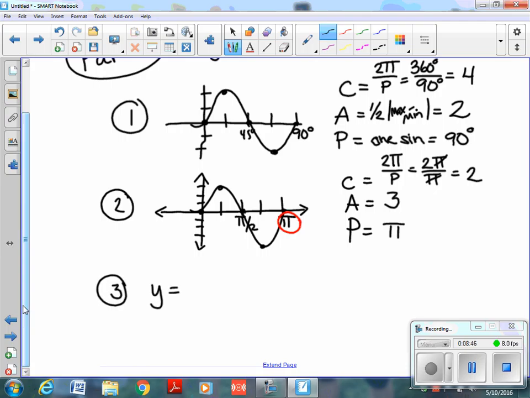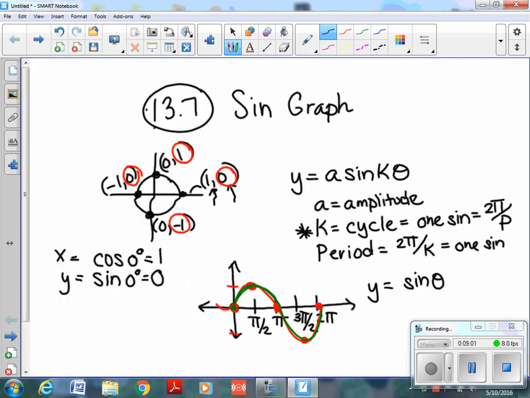Okay, we're going to do the same thing, except without a graph, we're going to stare at the equation. y equals 2 sine of 1/2 theta. So instead of a graph, we're going to stare at an equation. In y equals a sine k theta, the number out in front is the amplitude. The number in front of theta is the k, and the k is the cycle. So they already give you 2 of the 3 things. They give you the amplitude and the cycle.